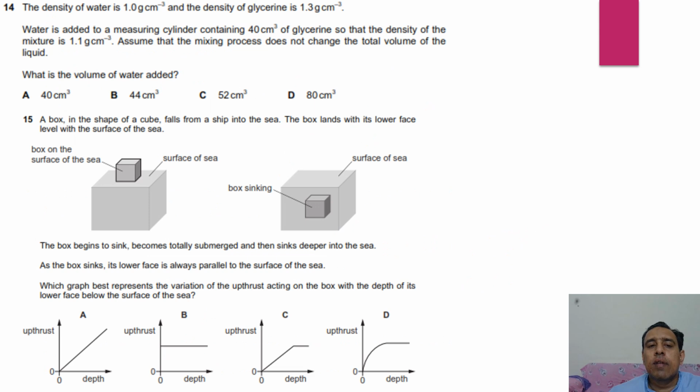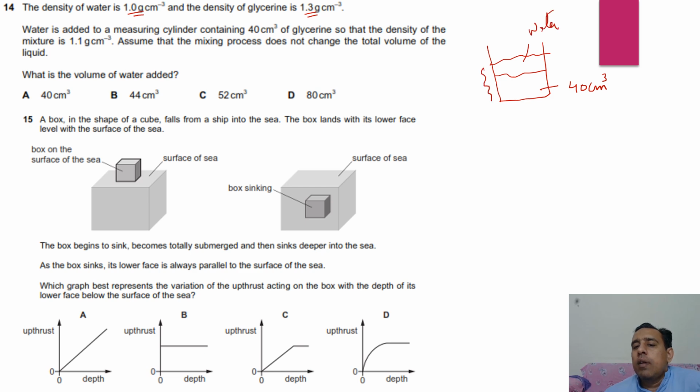Moving towards the new question. In this question, the density of water is given and the density of glycerine is given. Water is added in a measuring cylinder containing 40 centimeter cube of glycerine. It means here 40 centimeter cube of glycerine is here. Water is added inside, and the density of the mixture is 1.1 grams per centimeter cube. Assume that the mixing process does not change the total volume. What is the volume of the water added? So this is the water which is added inside.